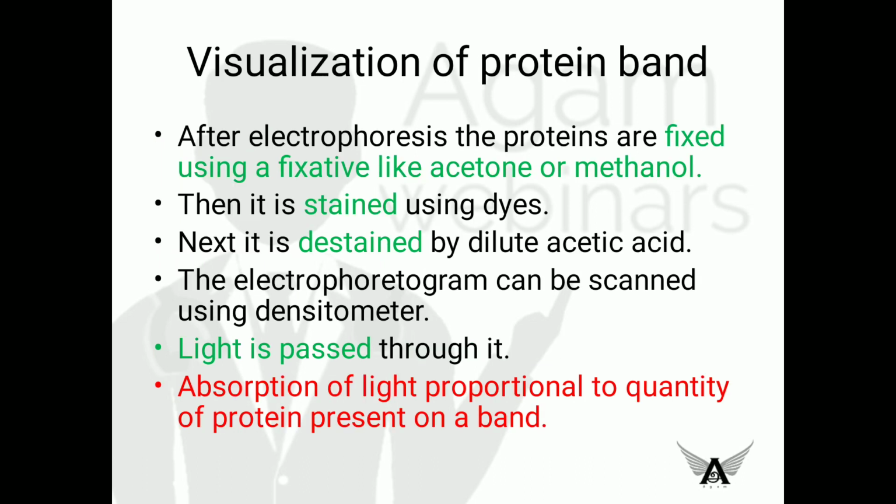Next is visualization of the protein bands which are separated. The steps are: we use a fixative like acetone and fix the electrophoresis slide. Then it is stained using dyes. Then the next step is destaining using dilute acetic acid. Next, the electrophoretogram can be scanned using a densitometer, where light is passed and the absorption of light is proportional to the quantity of protein present in the band. The more the light absorption, the more the quantity of protein present there. These are the steps which we use for visualization of protein bands.